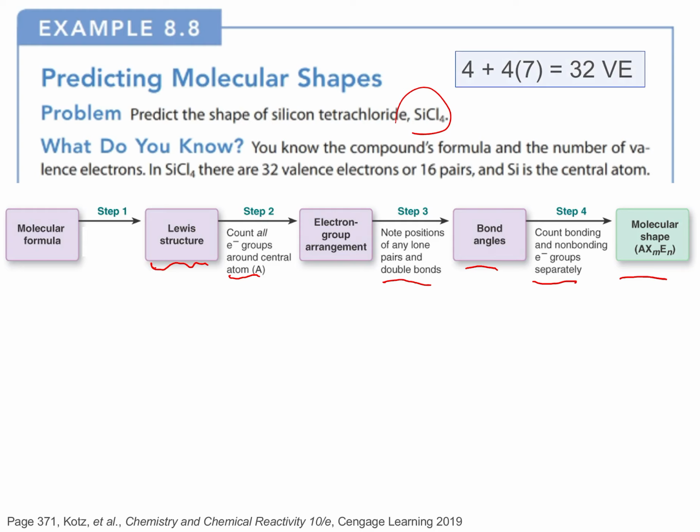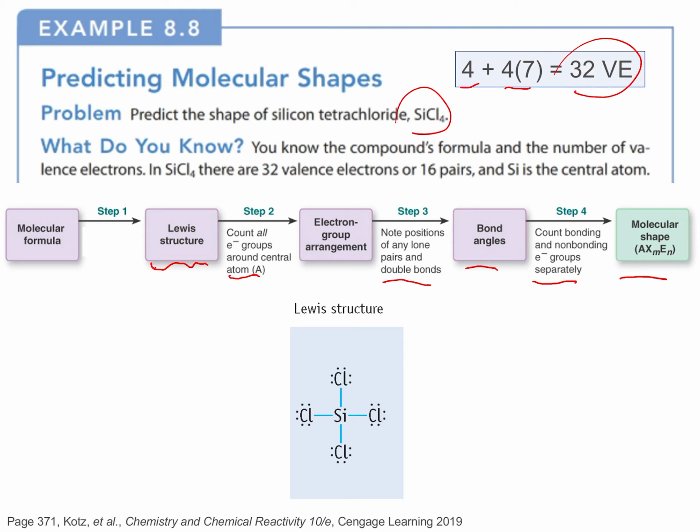So the first thing we do is we draw its Lewis structure. So silicon is in group 4. It has 4 valence electrons. Each of the chlorines has 7, so that's 28. And we have a total of 32 valence electrons. So there's our Lewis structure right there.